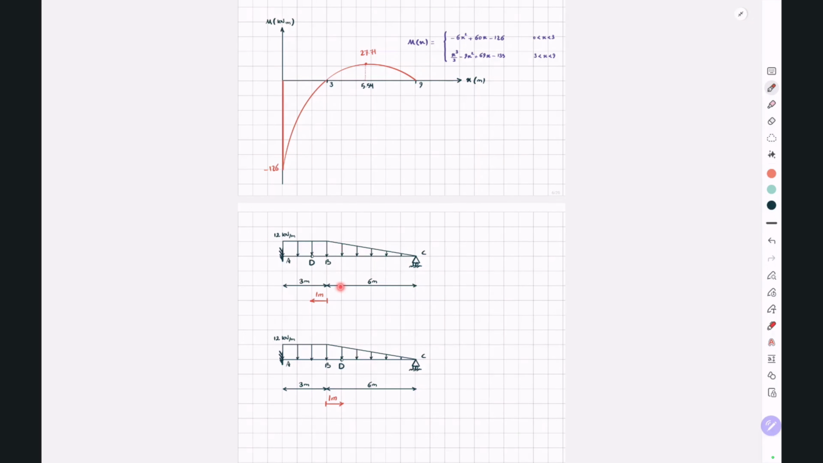So again, from point A to point B, we have a rectangular load, our shear force is linear, and our bending moment is quadratic. From point B to point C, we have a triangular load, our shear force is quadratic, and our bending moment is cubic. And this is how your shear force diagram will look like in MATLAB. And this one's how your bending moment diagram will look like.